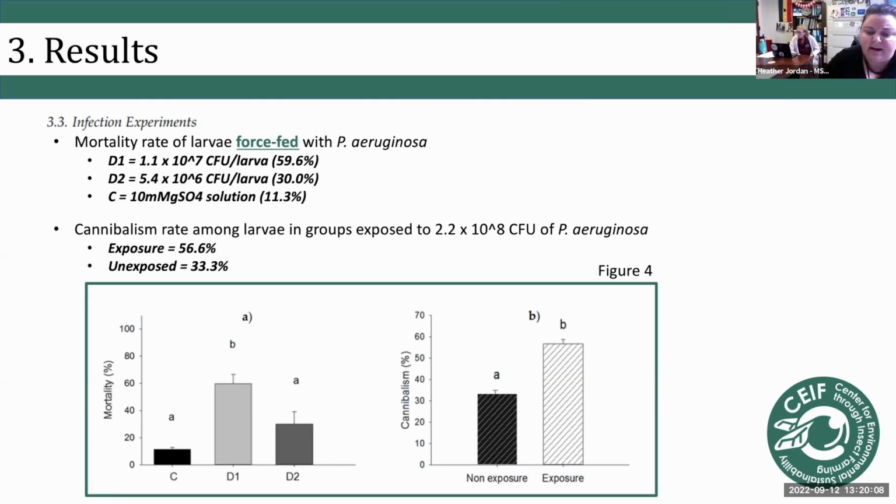On the right-hand side of figure 4, we have the cannibalism rate among larvae in the groups that were exposed to Pseudomonas. For exposure, the cannibalism rate was 56.6%, and then in the unexposed, the cannibalism rate was 33.3%. So the authors are still reporting seeing cannibalism in larvae that were not infected with Pseudomonas.